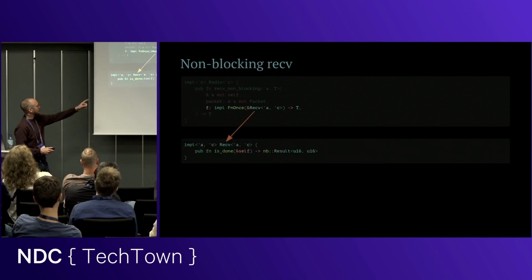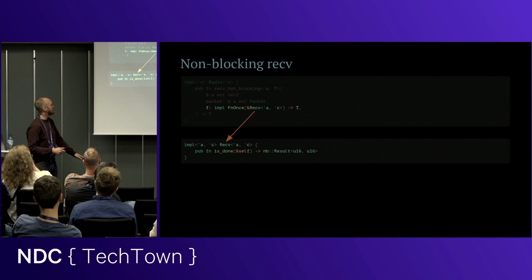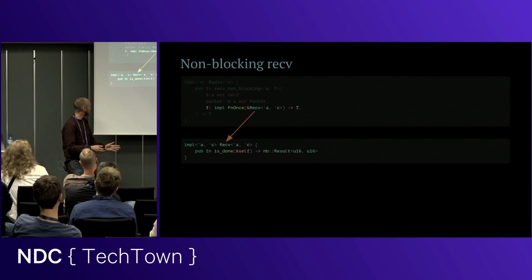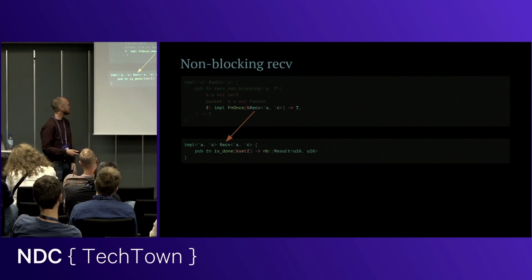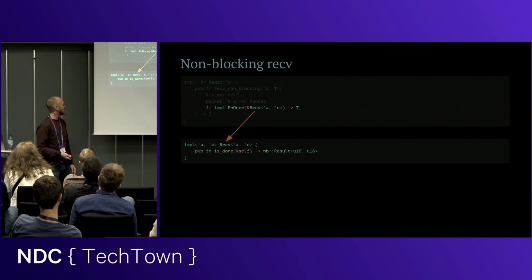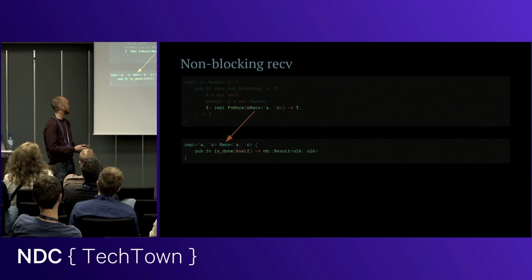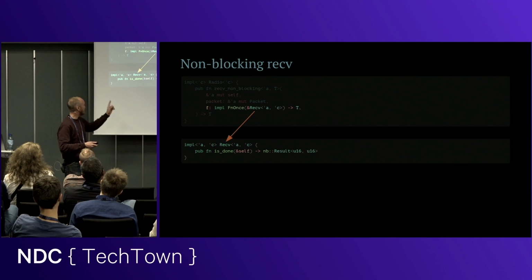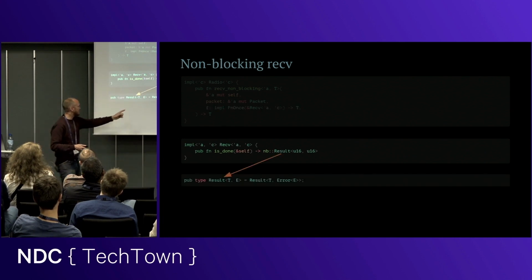So this is a closure that takes this receive object. This is just a struct to be a handle for the receive operation. It has one function to check if the transfer is done. It uses this non-blocking library that provides a special error type.